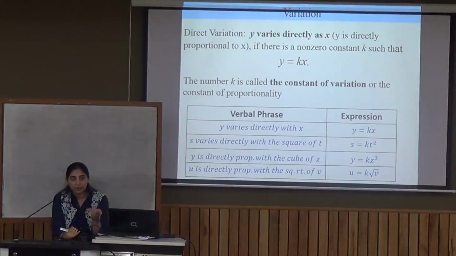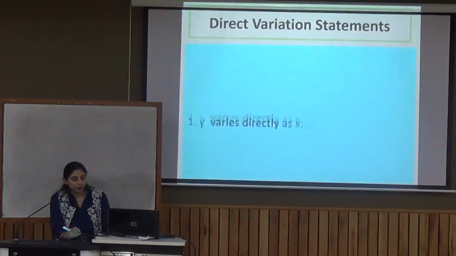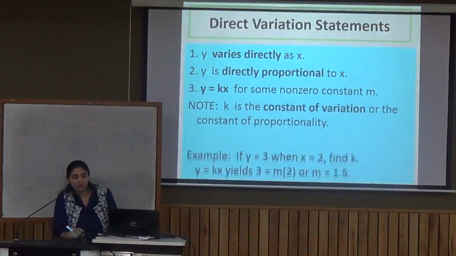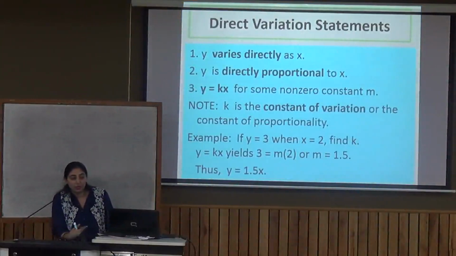So when it is directly proportionate, it means increasing one thing will also increase the other, and decreasing one will also decrease the other. It has a direct relation with each other. Here are direct variation statements. Y varies directly as x. Y is directly proportionate to x. So we can write y is equal to kx, again where k is a constant of variation.